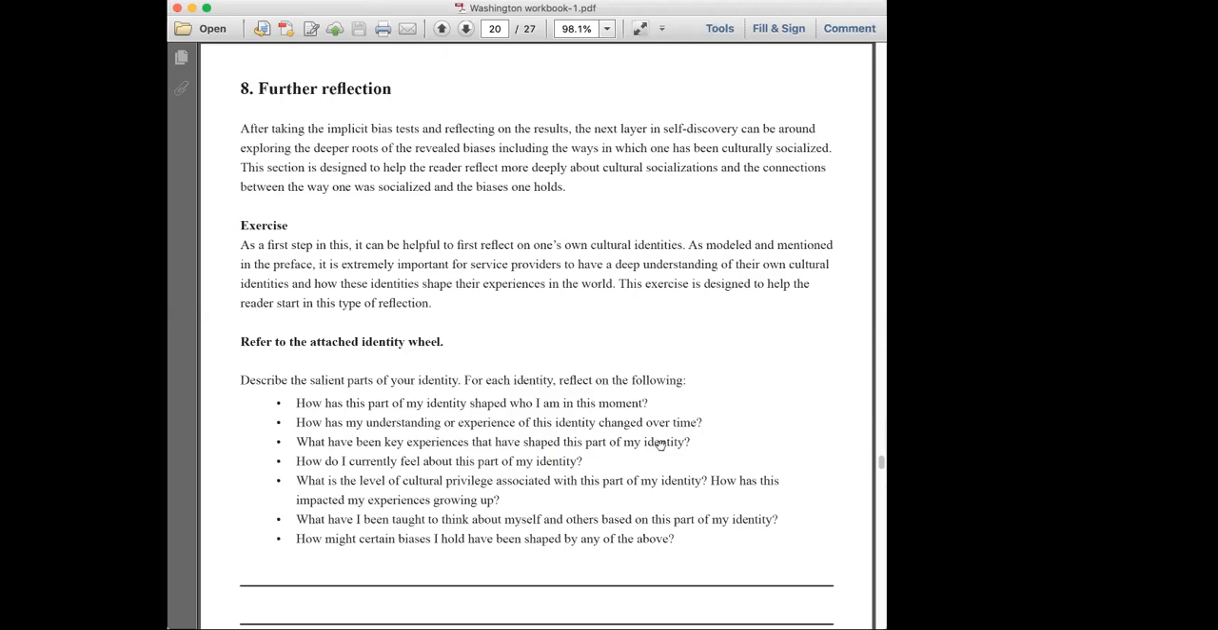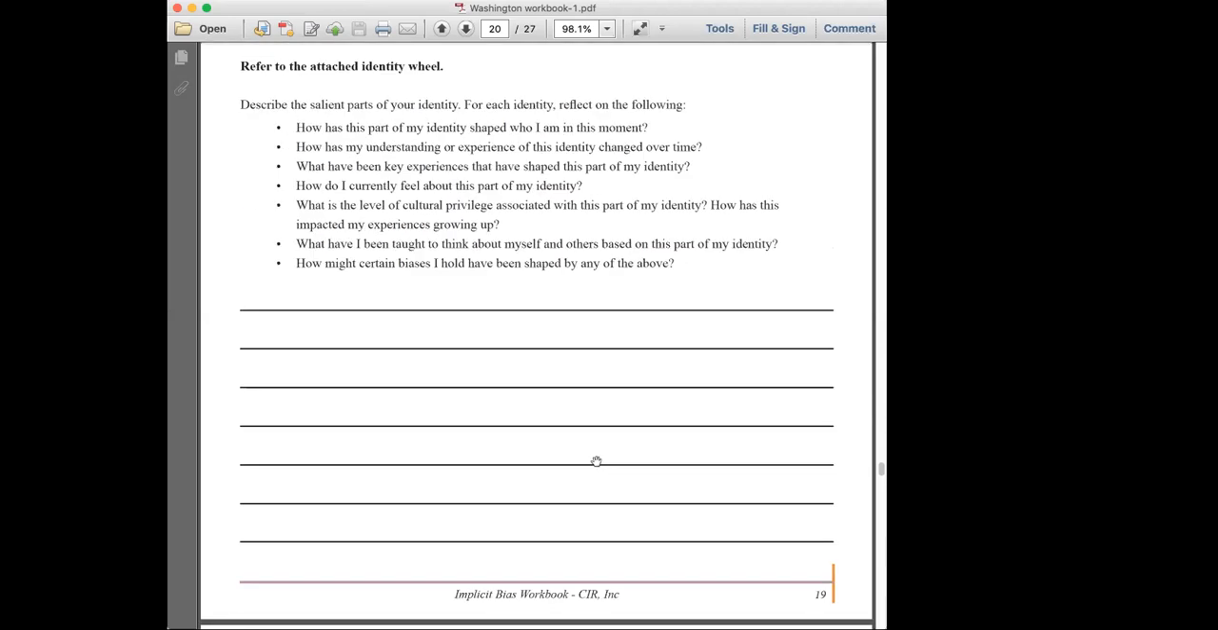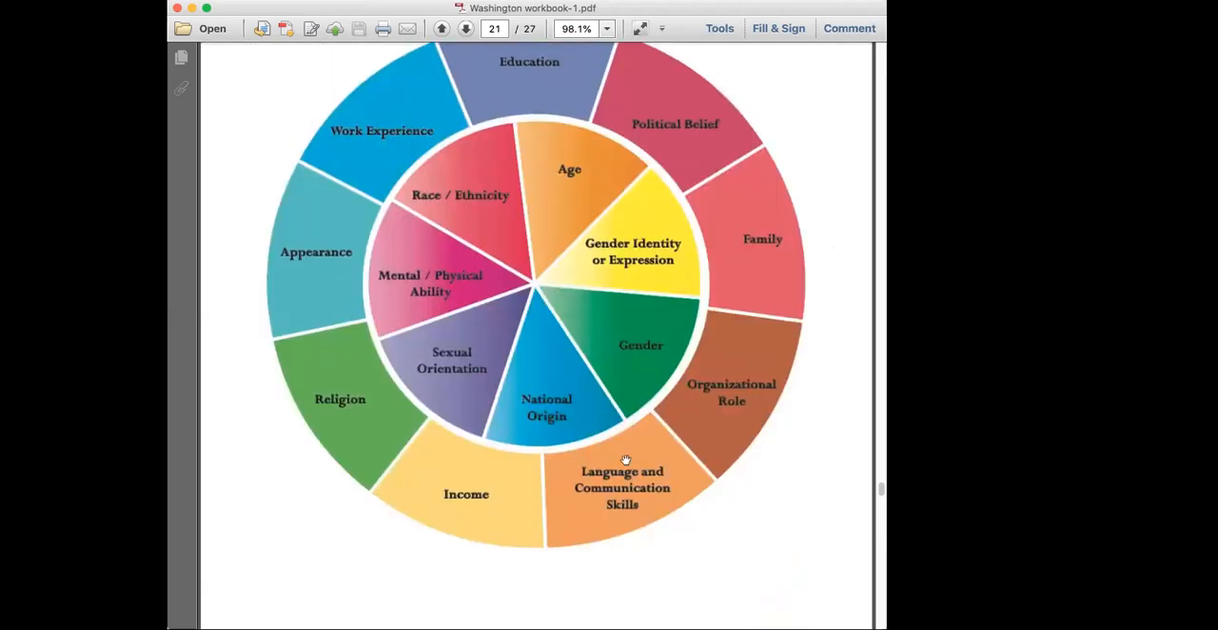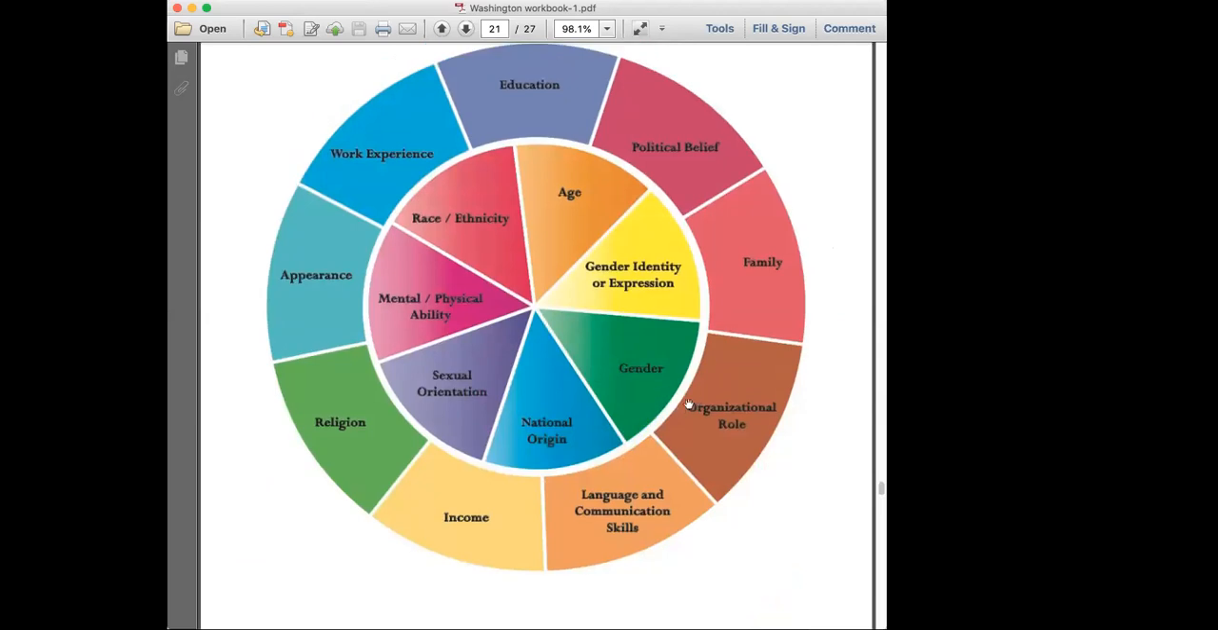What have we learned about our identities in society? What have we learned about other people's identity in society? This section is designed to help you think very deeply about that. There are some guiding questions here that I am asking you to reflect on, and I am encouraging you to use them in the context of this identity wheel.